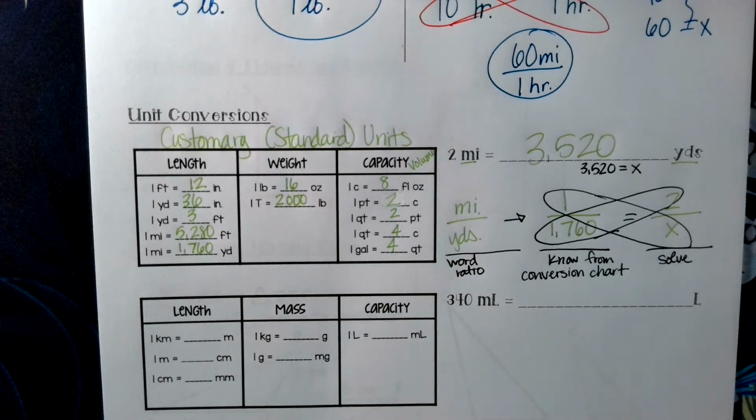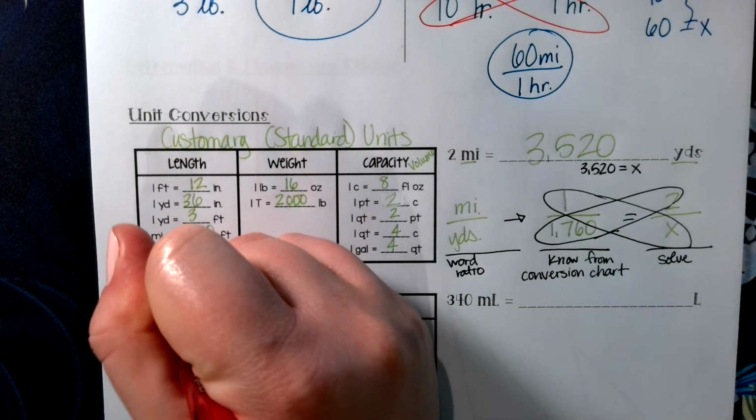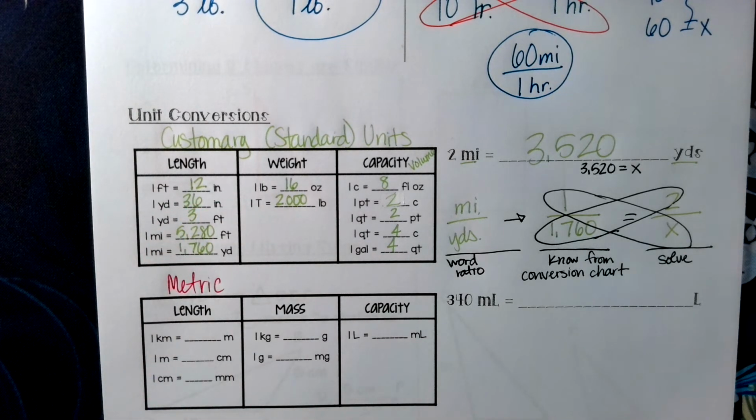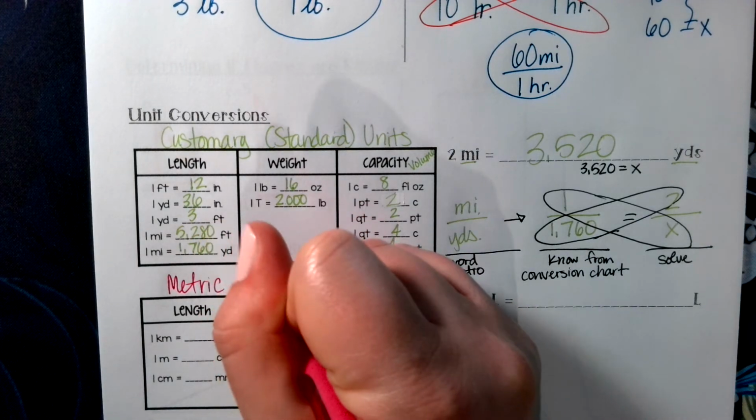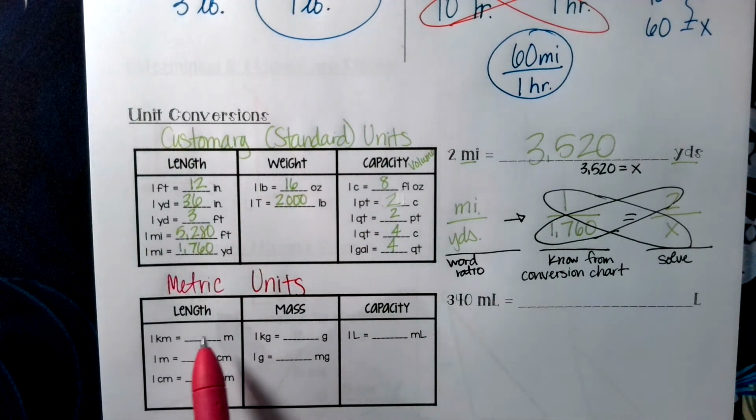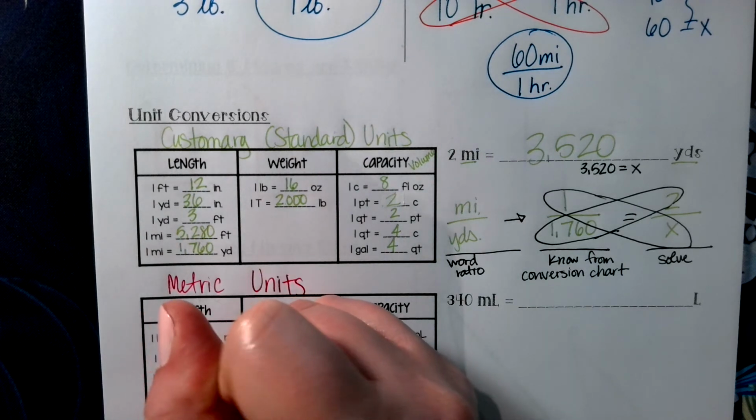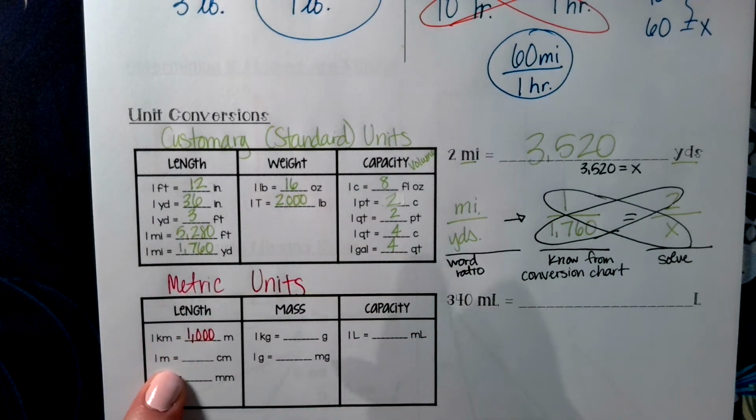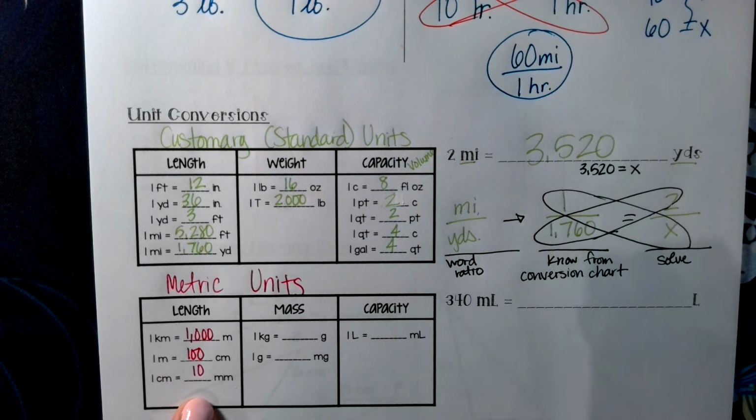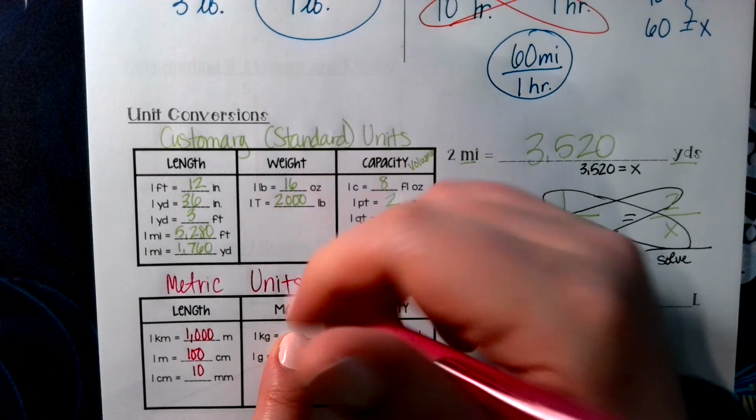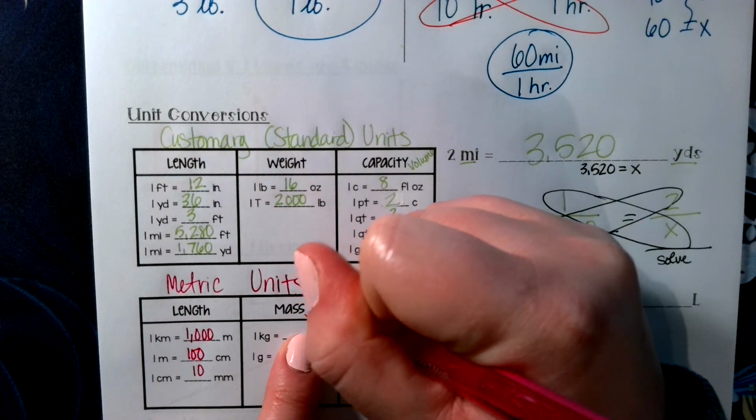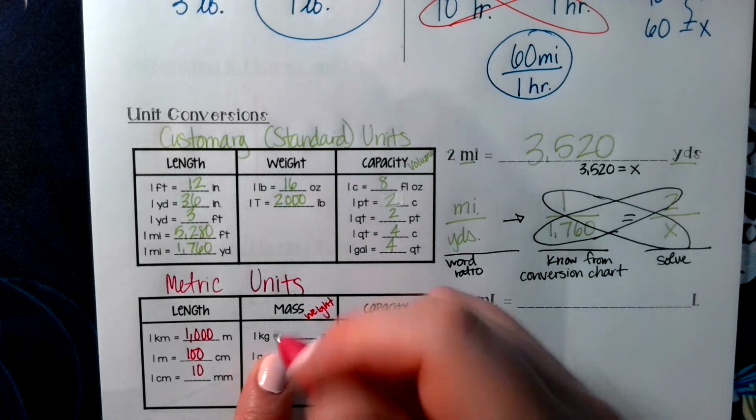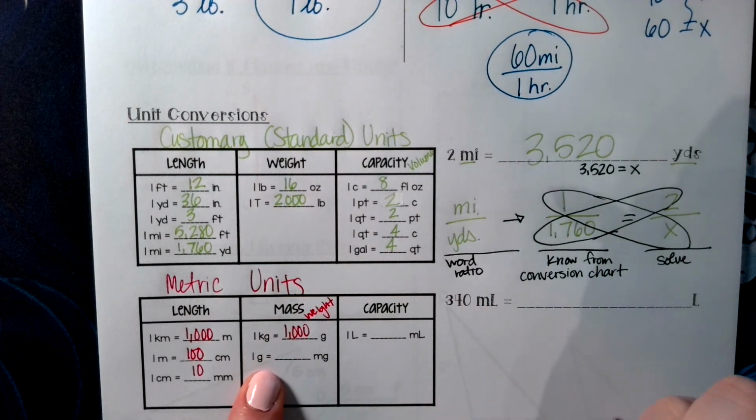Moving on to our next set of measurement. This is the metric system. That's what they use in the rest of the world. So again, we've got length. 1 kilometer is 1,000 meters. 1 meter is 100 centimeters. And 1 centimeter is 10 millimeters. Those numbers are a lot easier to remember. Mass, that's the same thing as weight, how heavy something is. 1 kilogram is 1,000 grams, and 1 gram is 1,000 milligrams.